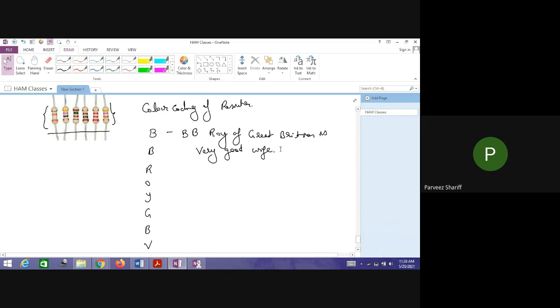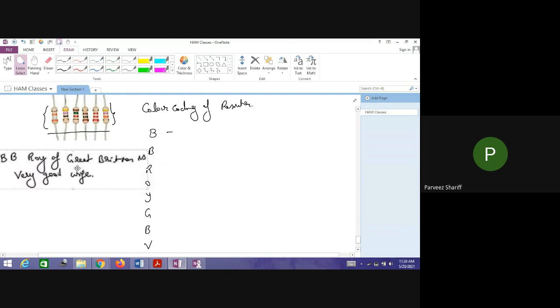There are other ways of remembering as well, but I find this very convenient. So let me write this here. What does this represent? The first B represents black. The second B represents the brown color. Third represents red.